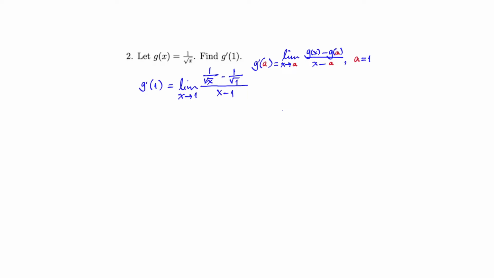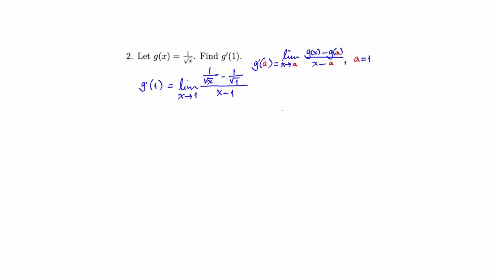Now we can see if we plug in x equals 1, we get in the numerator 1 over 1 minus 1 over 1, and in the denominator we get 1 minus 1, so we get 0 over 0. And that's an indeterminate form. We don't know what it's going to be. So we have to do algebra to simplify it and try to get rid of the problem.